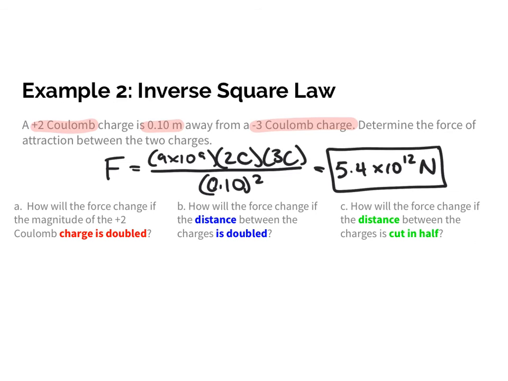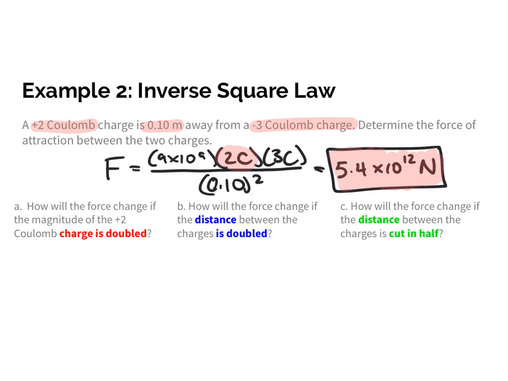But nevertheless, what we're going to do is look at how this value of 5.4 times 10 to the 12th would change if I were to make changes to my original values in my equation. So in part A, we're going to look at what would happen if I were to double the 2 coulomb charge. That means taking this 2 coulomb charge and doubling it to make it 4. How would it affect that number?